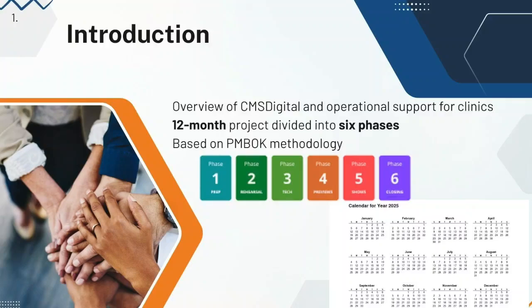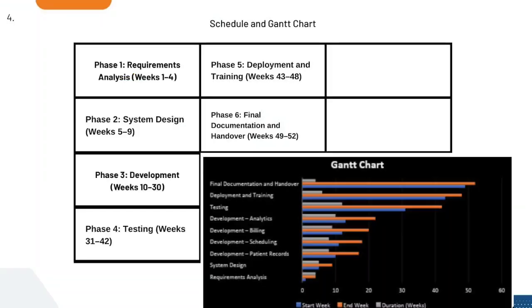We begin with Phase 1, which focuses on requirements analysis and takes place during week 1 through 4. This phase is all about understanding the unique needs of everyone involved: clinic managers, doctors, administrative staff, and support teams. Through interviews and collaborative discussion, we aim to clearly define both functional and non-functional requirements. This early clarity helps to avoid miscommunication and scope creep later in the project.